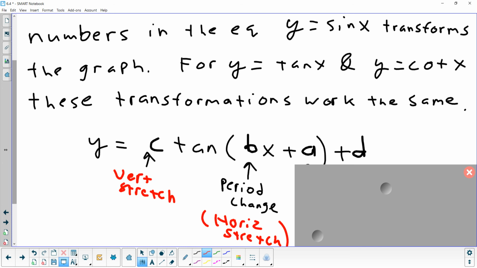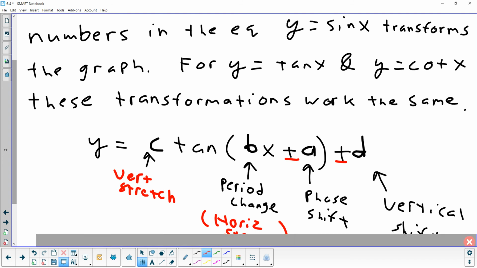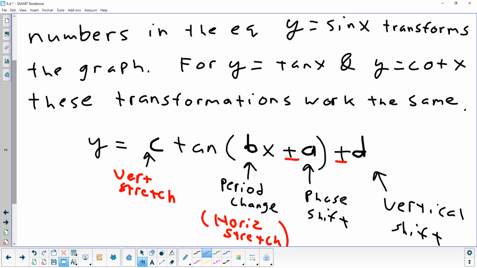A and D are both addition. They could be subtraction, it doesn't have to be addition. But what is A going to do? Yep, horizontal shift. That will shift it left or right, and in trig, we call that a phase shift. And D, what's D going to do? A vertical shift. Yep, that's your vertical shift. So those transformations are the same that we've looked at all year.